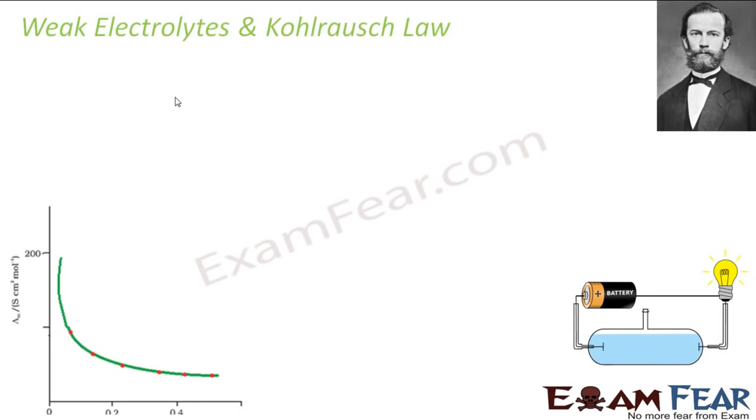Now let's see the Kohlrausch law for the weak electrolytes. As I've told, this Kohlrausch law of independent migration of ions was used generally for weak electrolytes, because for weak electrolytes it's very difficult to find the molar conductivity at a very high dilution, because at that high dilution the degree of dissociation is very high, right? And it's a very uncertain value.